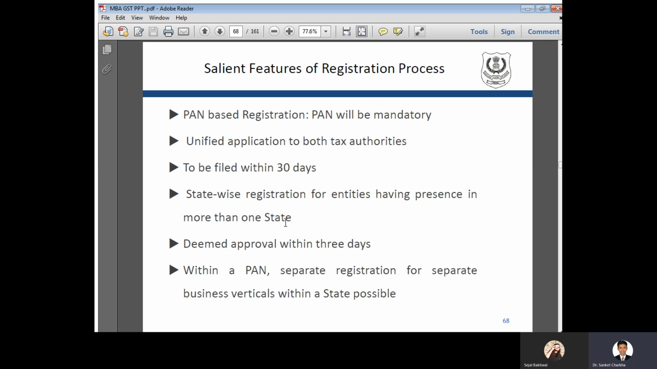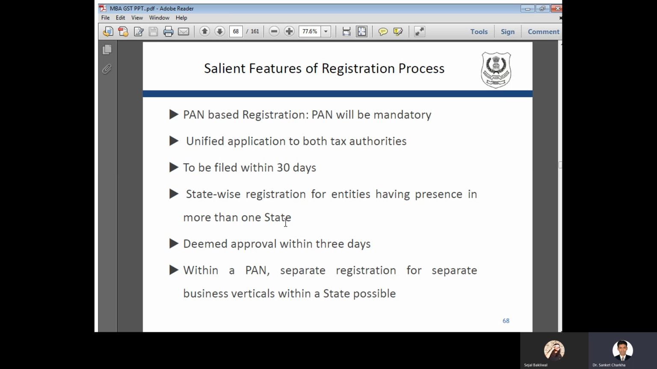Within a PAN, separate registration for separate business verticals within a state is possible. As we have seen earlier, with respect to business verticals at different levels, if your business verticals are different, then for each vertical you can register your business, or for a single organization as a whole you can get a single registration. Different verticals of the business can also be registered in different states. This option is also made available.